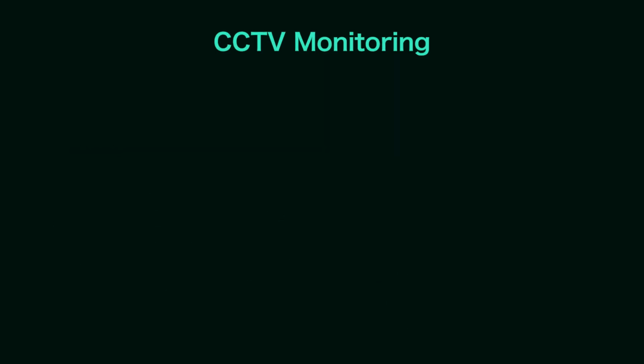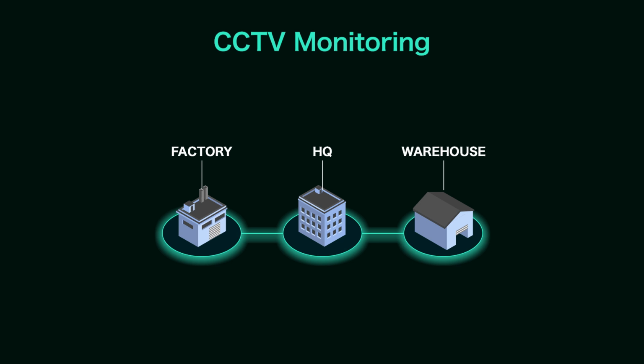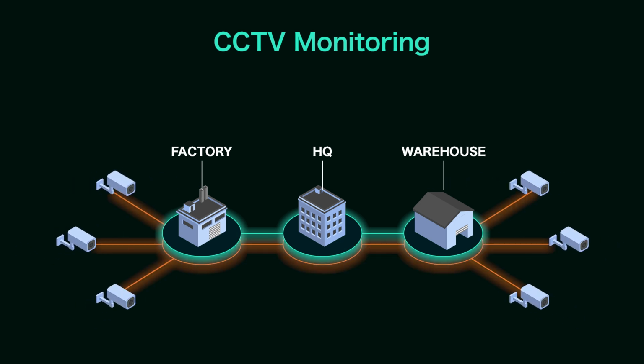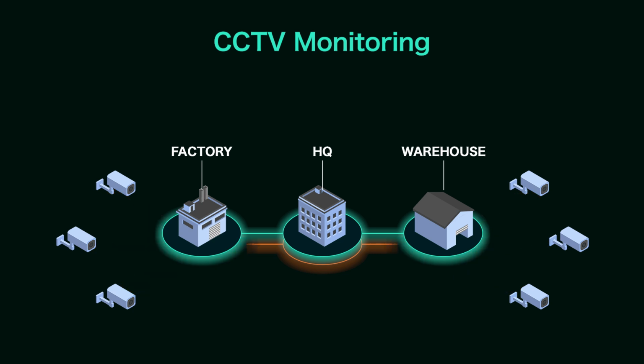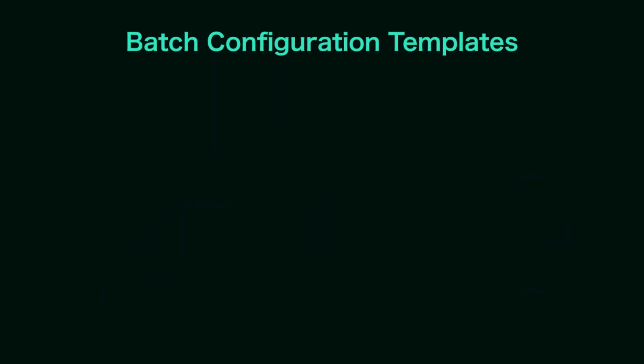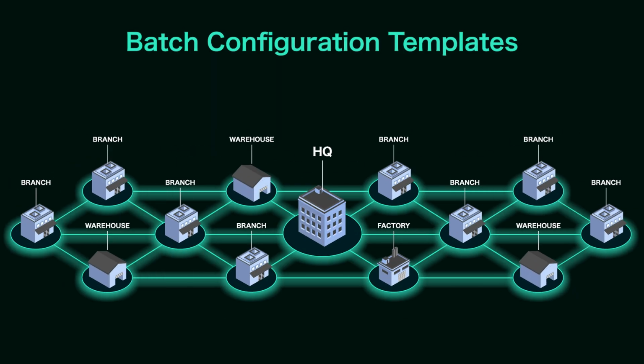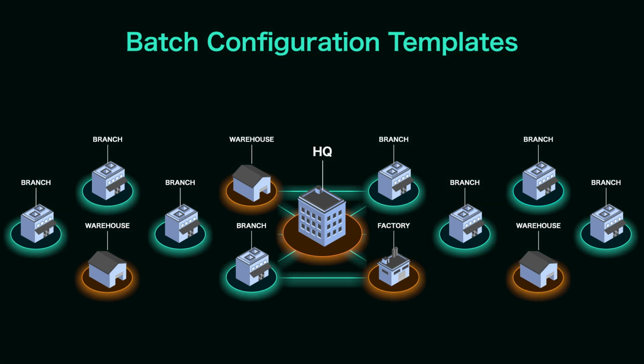CCTV monitoring. Providing secure and easy to maintain connections between HQ and the client's premises while only gaining access to the CCTV VLANs. Batch configuration templates. Deploy configuration templates to multiple devices by either binding them to serial numbers for automatic provisioning or applying the template manually through the app during installation.